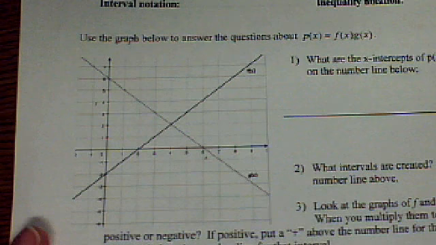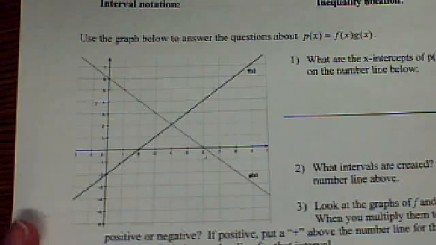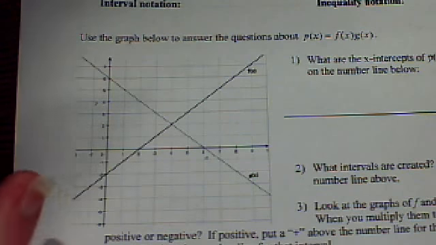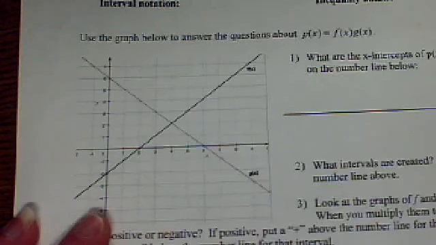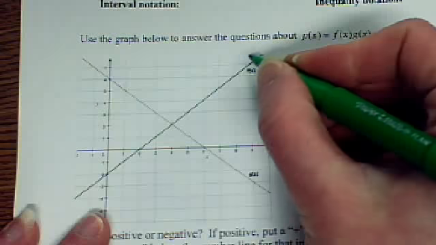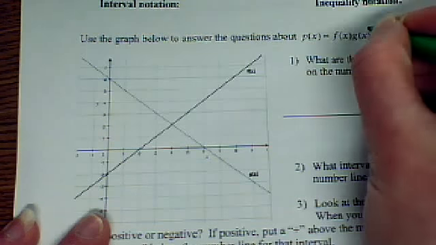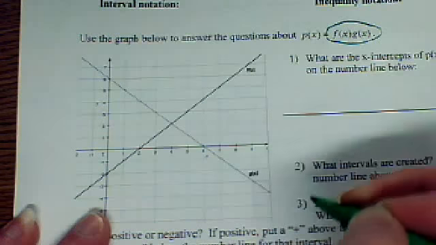Now, we did an investigation in class about reading graphs, making our tables, and finding out what happens when we combine them. For this one, we're going to look at what happens when we take f of x, this line, and multiply it with g of x, this line.